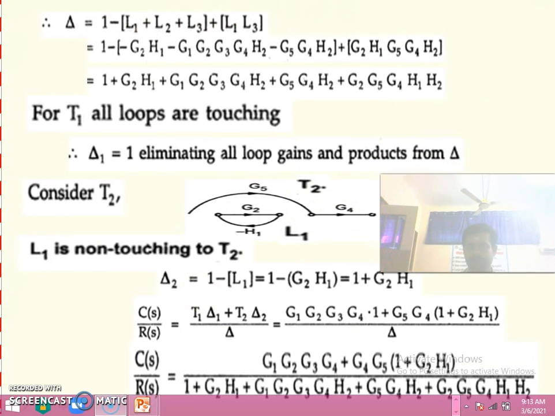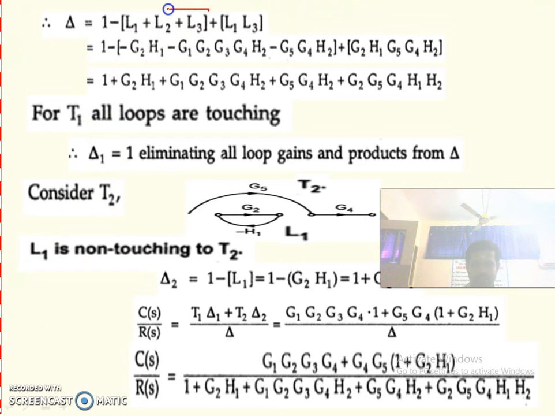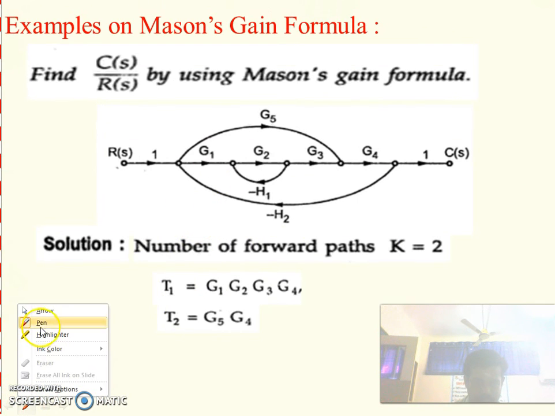Now we are going to calculate delta. Delta is 1 minus the sum of the individual loop gains. So L1, L2, L3 are the individual loop gains, plus the sum of the loop gains of two non-touching loops. So from this diagram we have to find the two non-touching loops.